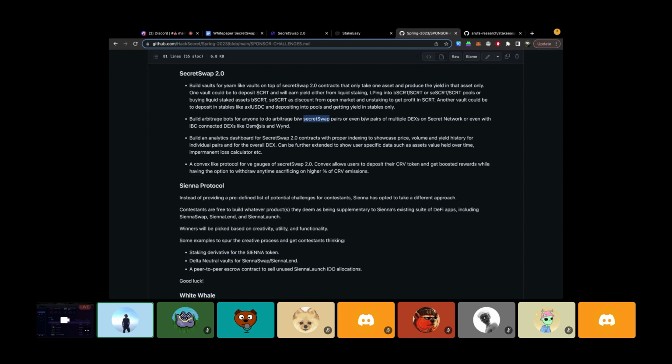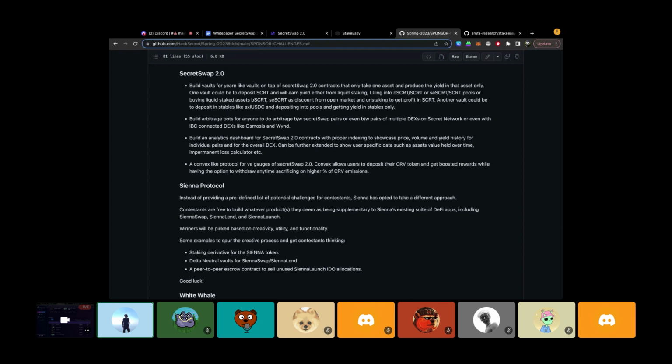So there are liquid staking pools not just for Secret, but for other Cosmos assets like Atom, Osmo, Juno. Like, we also have the bJuno/Juno, sJuno/Juno pair on Wyndex, which is an AMM on the Juno network. So we would expect you to build this arbitrage bot for SecretSwap pairs, and then extend it to include other IBC-connected DEXs through the Secret Network.